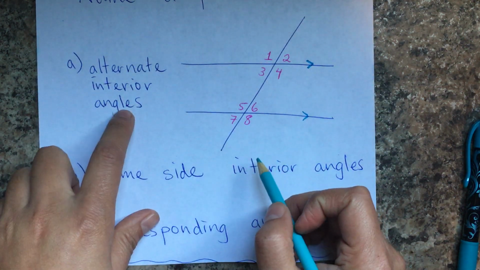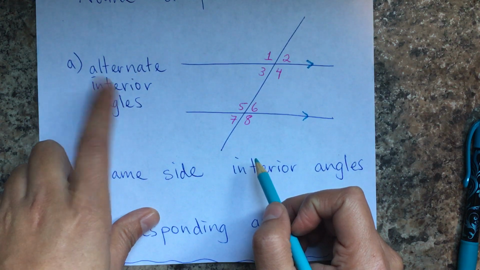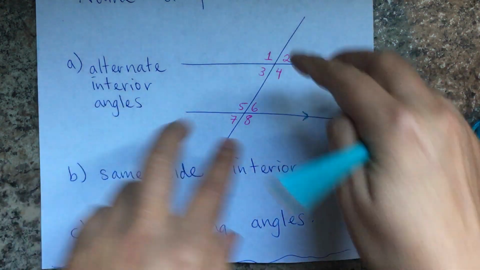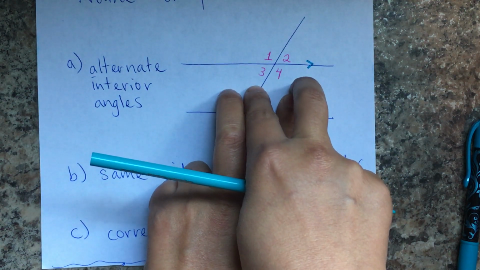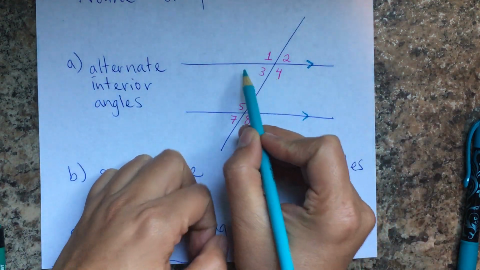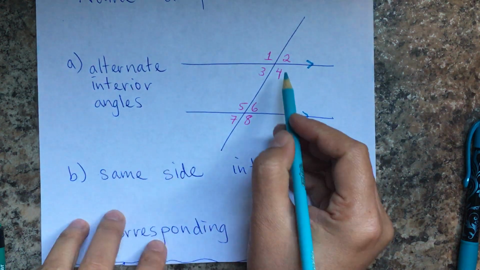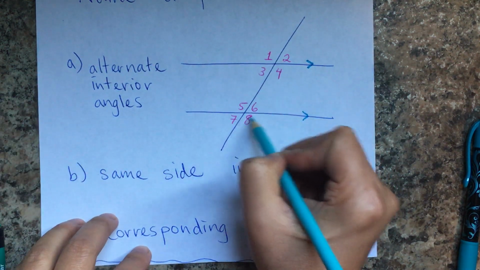So let's see, alternate interior angles. Interior means inside of the parallel lines. Alternate means one is on one side of the transversal, the other one is on the other side. And it's alternate, it's just the Z, okay?